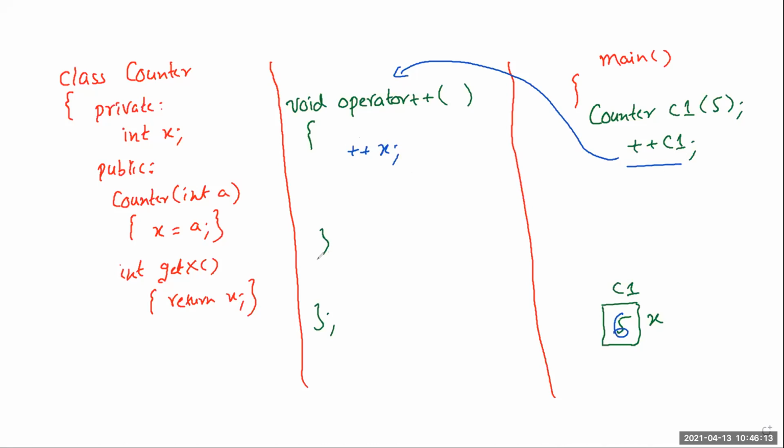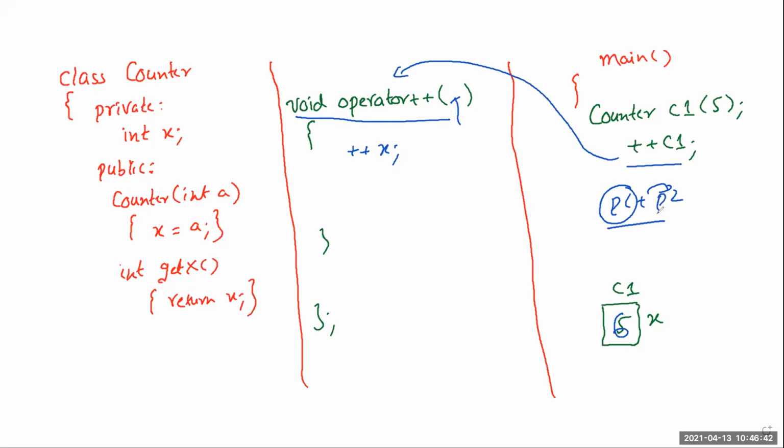Another important thing you must have noticed is there is no input to this function. There is no argument, right? Why is there no argument? Because when I write ++c1, this function is called for object c1. So the data of c1 is already available in this function. I don't need to pass it, right? If you remember, when we were writing p1 plus p2, we said the function is called for p1. So you don't need to pass p1, you only need to pass what is on the right side.